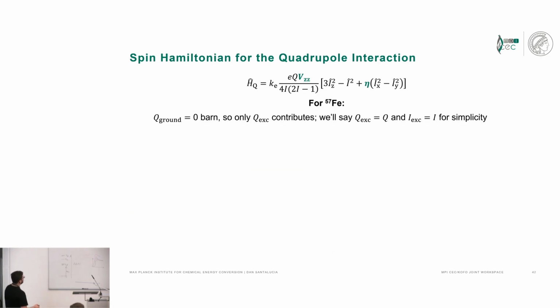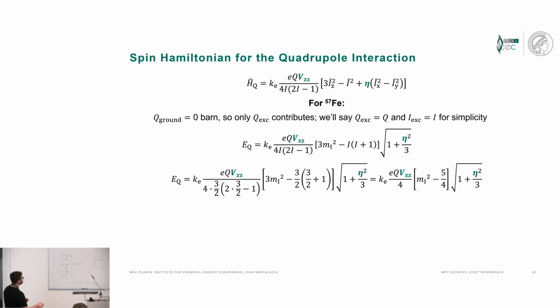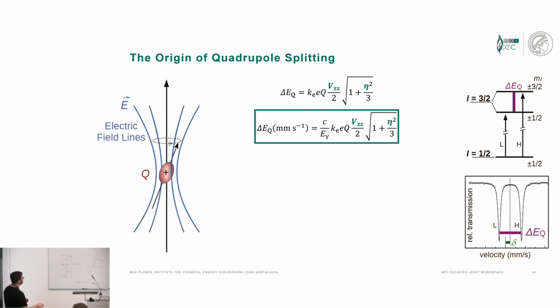Now, for iron, the ground state is not quadrupolar, so actually only the excited state quadrupole moment contributes. I'm just going to call that Q, and I excited equals I for simplicity, but we can just plug and chug in everything and eventually with some math end up at this equation. This is probably the equation you've seen in a Mössbauer textbook, because only the excited state has this quadrupole effect. There might be other Mössbauer isotopes like nickel where both the ground and excited state contribute, and then you end up with a more complicated expression. But for iron 57, it's actually quite a simple situation.